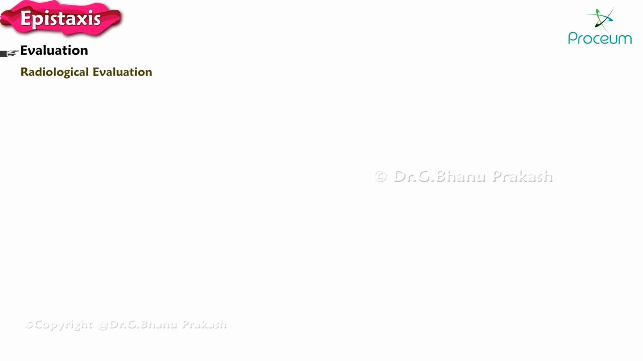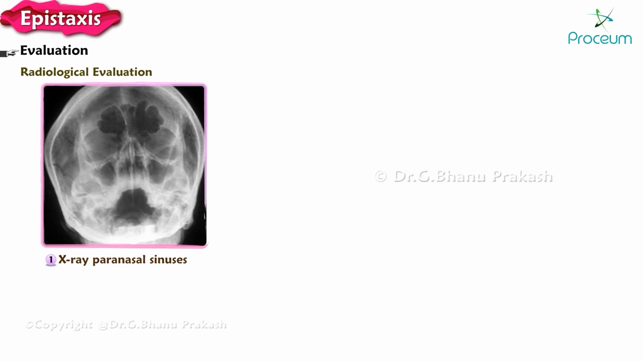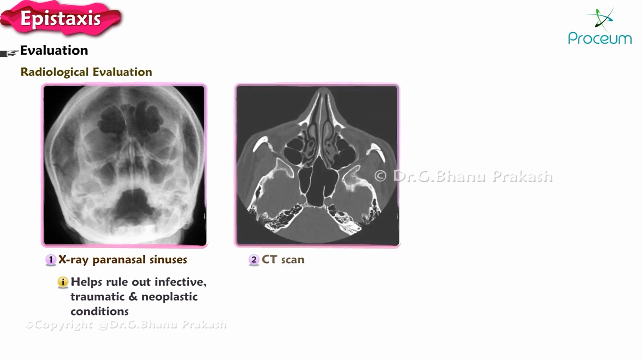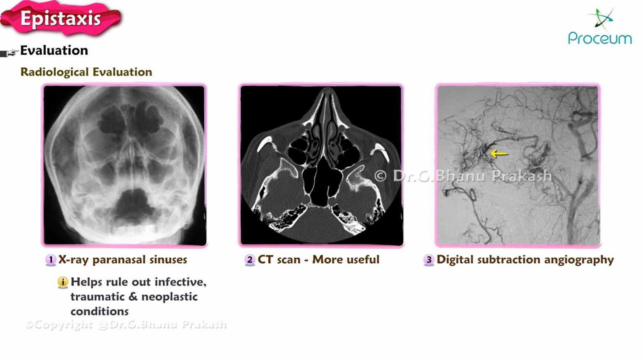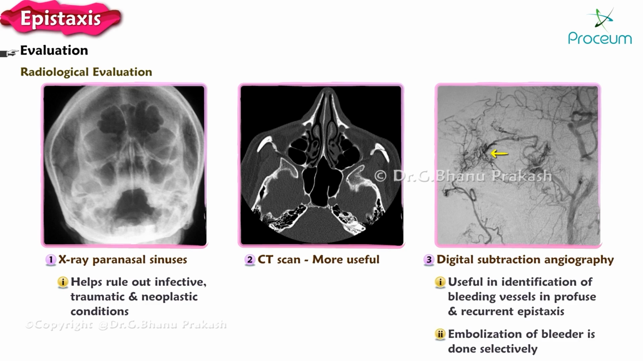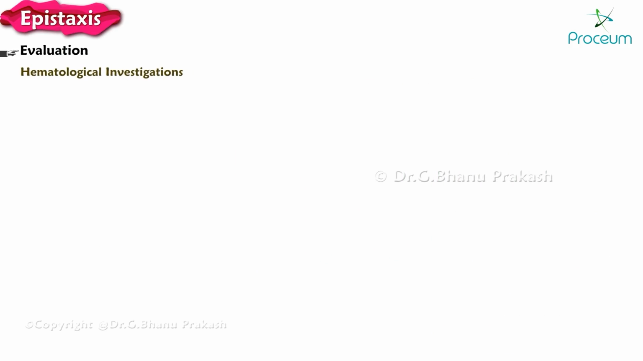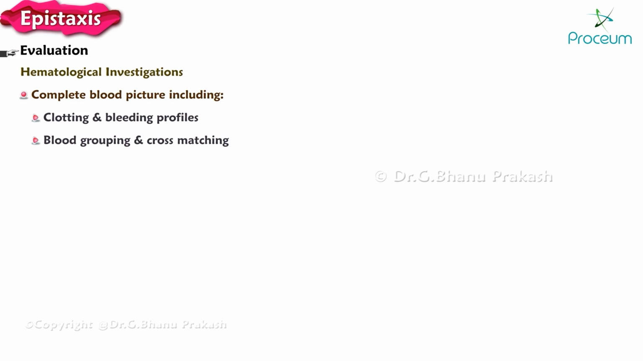Radiological evaluation. 1. X-ray paranasal sinuses helps in ruling out infective, traumatic, and neoplastic conditions. 2. CT scan is more useful in such cases. 3. Digital subtraction angiography is more useful in identification of the bleeding vessels in profuse and recurrent epistaxis. Embolization of the bleeder may be done selectively. Hematological investigations. Complete blood picture including clotting and bleeding profiles, blood grouping and cross-matching, blood counts including total platelet count.